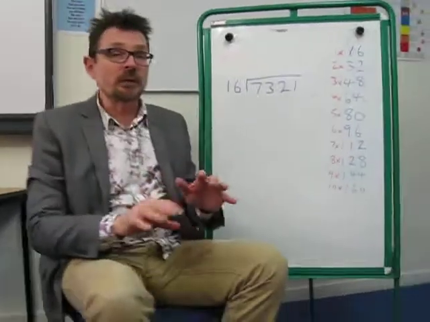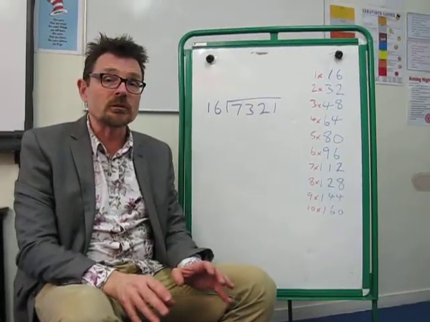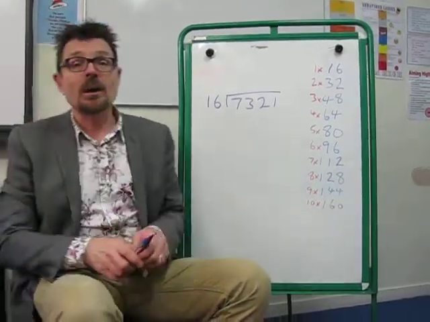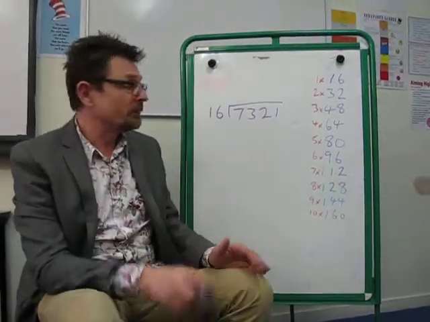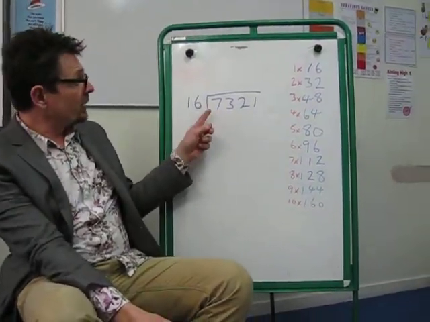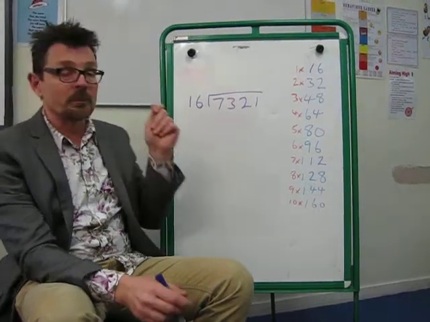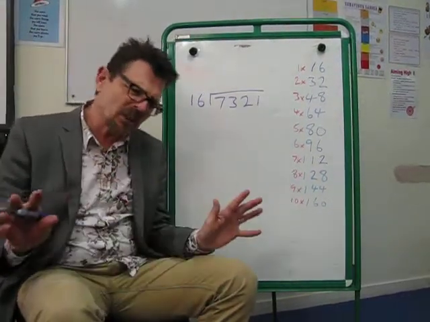Excellent. Back on to dividing. Now, dividing is probably one of the hardest of the four operations, and long division is probably the hardest. So I'm going to show you a quick guide on how to do it. I have a calculation here: 7,321 divided by 16. Not a particularly easy one to do.